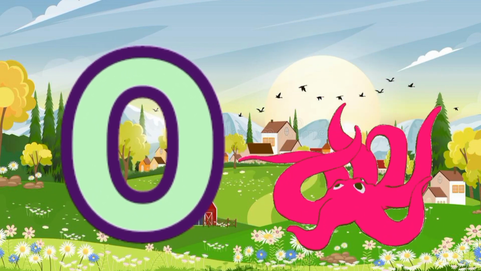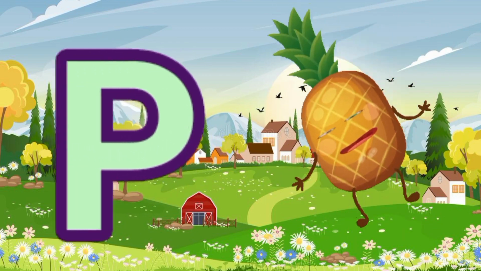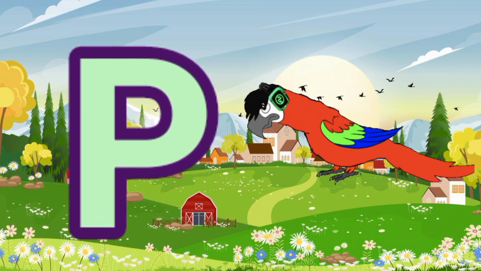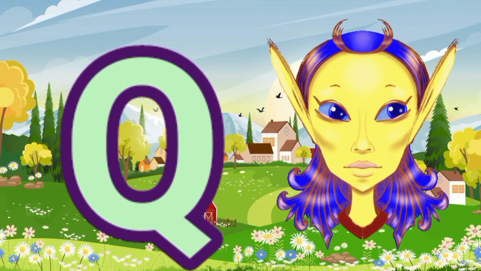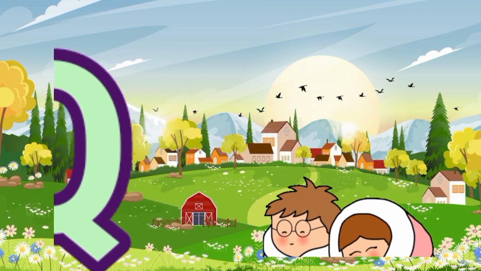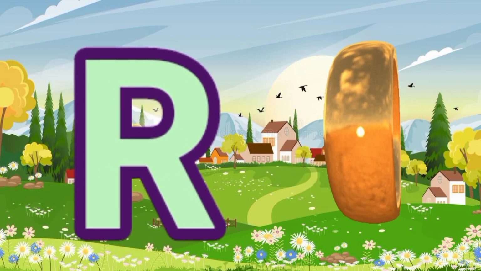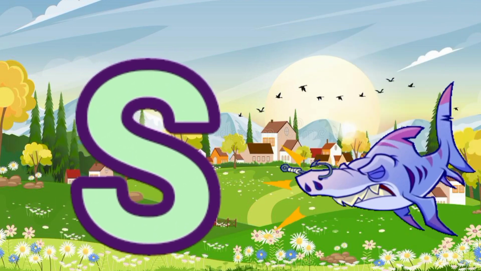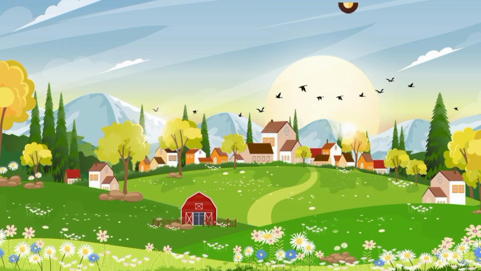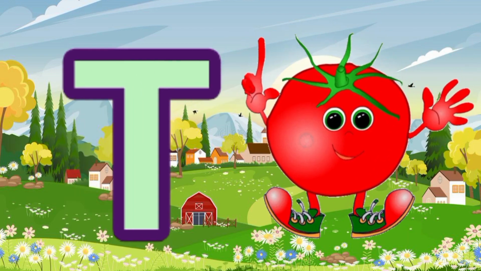O for octopus. O for owl. P for pineapple. P for parrot. Q for queen. Q for quilt. R for rat. R for ring. S for shark. S for sweets. T for toy. T for tomato.